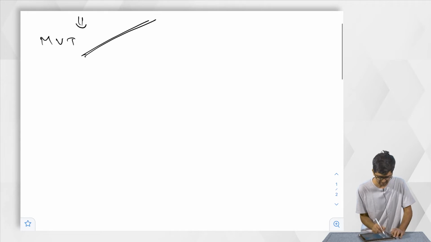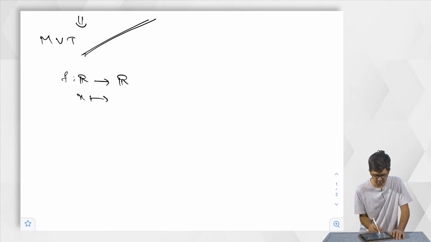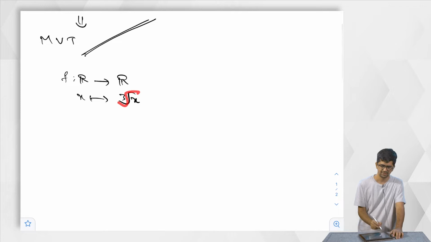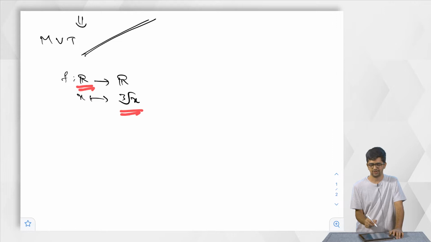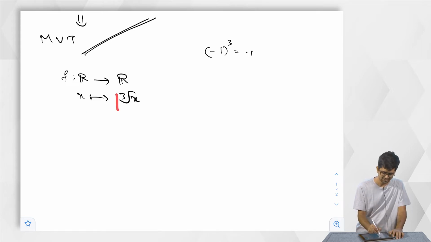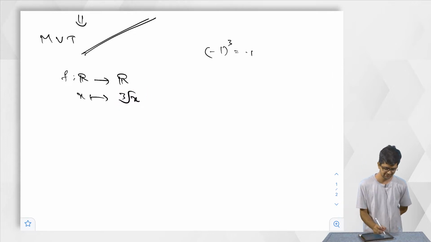So let us take the function f of x equals cube root of x. If I were writing square root of x, I should not allow negative numbers, but here it is fine, because the cube of minus 1 is minus 1. So even for negative numbers, this makes sense. So this is a genuine function.